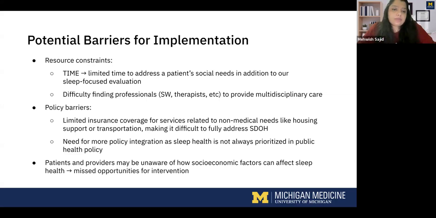And then patients and providers may not be aware of how these factors can affect their sleep health. And so if we're not sure how a patient's inability to get consistent rides to their doctor's offices is affecting their sleep health, or if a patient just doesn't have time to even address their sleep concerns because they can't get in to see their PCP, these are all missed opportunities for intervention.